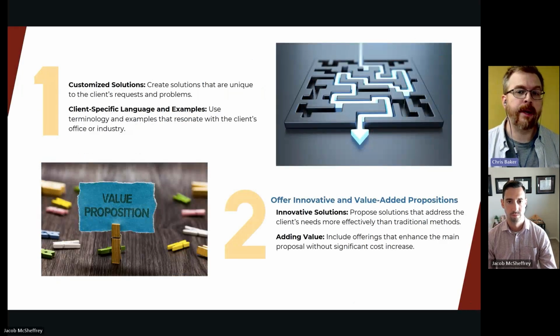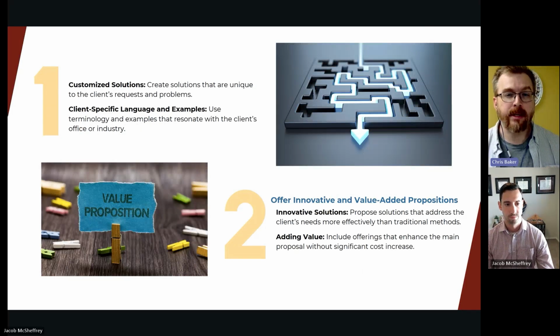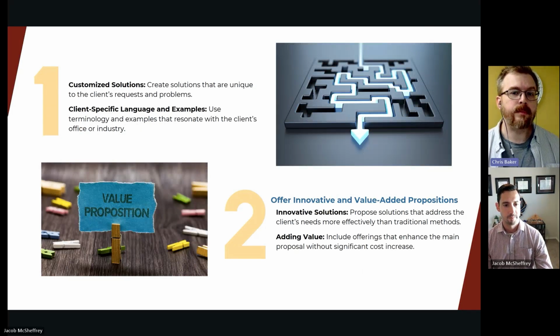Customized solutions, right? So creating solutions that are unique to the client's requests and problems. This demonstrates a deep understanding of the client's problems and lets you tailor your solutions to fit their specific needs. So avoid generic responses.